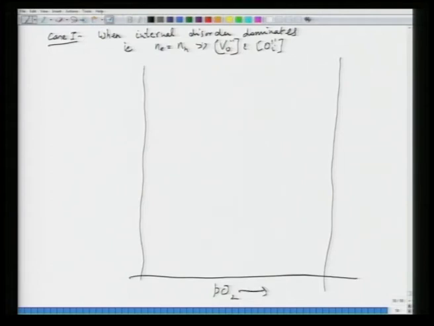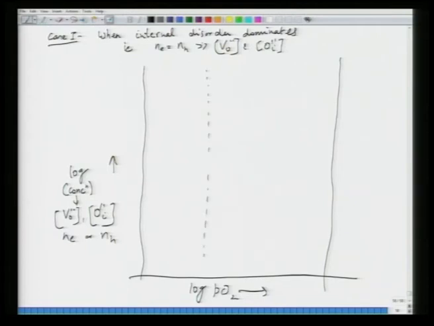Let us say this is log of PO2 and this is log of concentration, and that would mean VO, OI, Ne or Nh. Okay. So, first I will mark what are the limiting conditions. So, this is the boundary condition, this is the limiting condition.